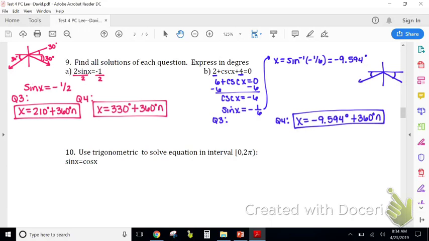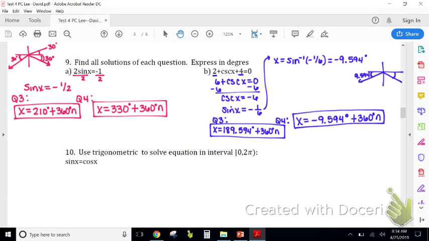All right, but for the quadrant 3 angle, that means that we're going to be over here, but what is my little reference angle right there? Is it negative, though, if it's a reference angle? No. The negative told me we were going clockwise. The 9.594 told me how far. So my reference angle is the 9.594. So we're going to add that to 180 because we're in quadrant 3, plus our 360 degrees n.